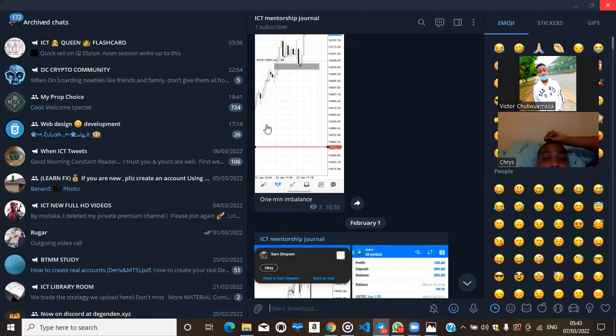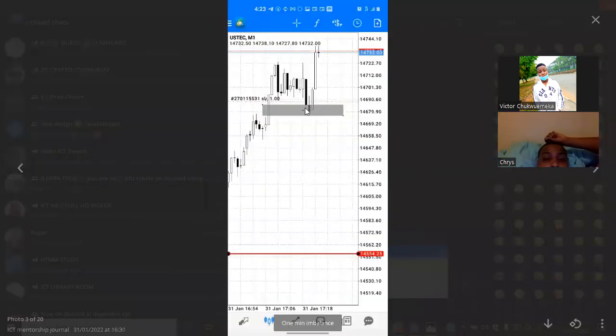This one is also the 1 minute imbalance, bro. These things work. You can see this imbalance. I took a buy. Boom. Assuming you took a buy at this imbalance and you have your stop loss here, you already have 1 to 3 risk to reward on this setup, on this 1 minute.